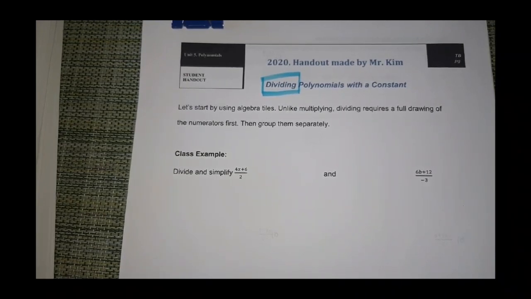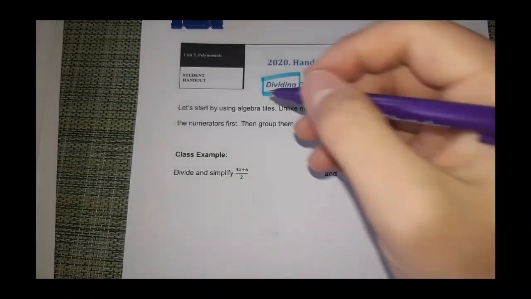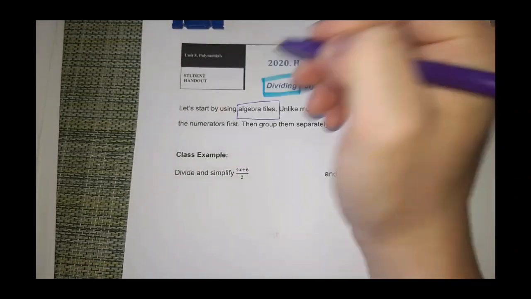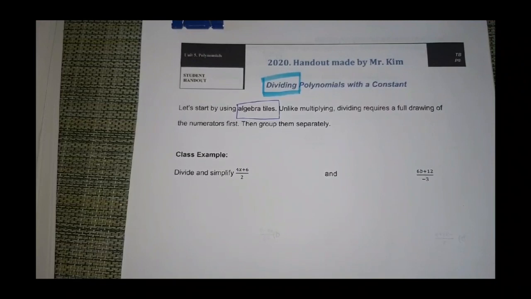Like what I mentioned, we are going to use the algebra tile method first, and then we are going to go through each division method using the mental math method, which is the algebraic method.